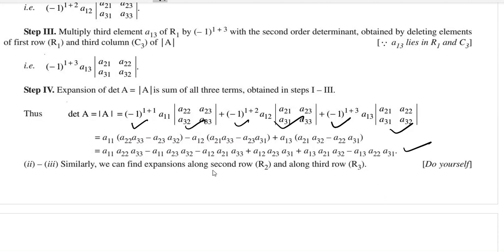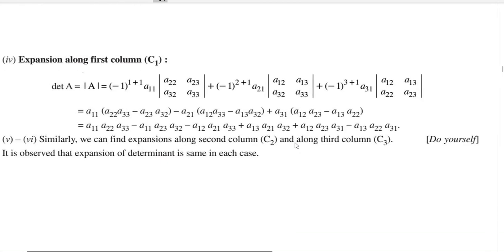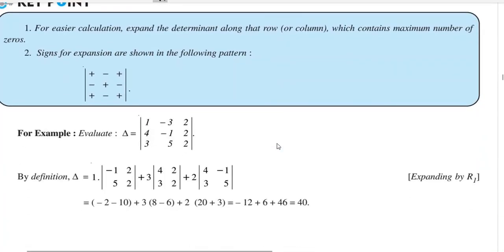Similarly, we can find expansions along second row and third row. You don't have to do that. You can do either first row expansion or second row or third row, any one of them, or first column or second column or third column, any one of them, right? See, column 1 also they have shown. So determinant is same in each case. It is observed that determinant is same in each case.